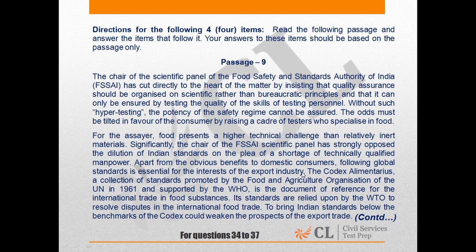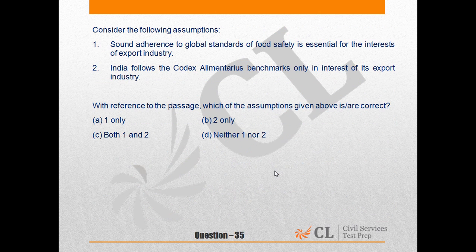When we negate the assumption that there are other reasons for the country to follow the benchmark, this statement holds true. So assumption 2 is not correct, and hence only assumption 1 is correct, which gives us the answer as option A.